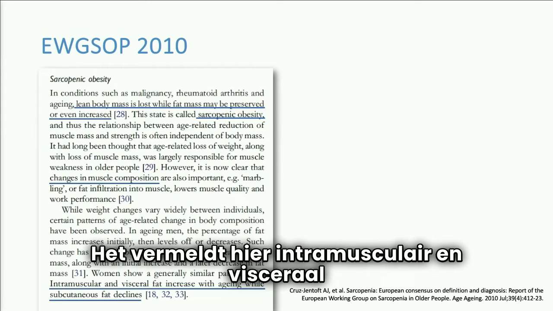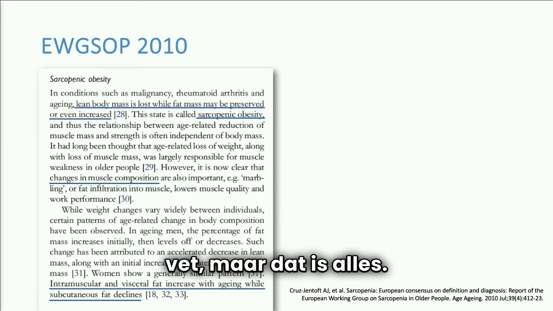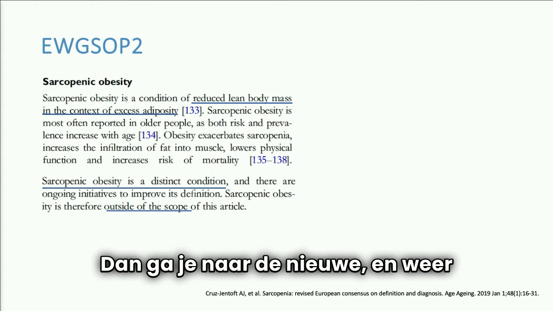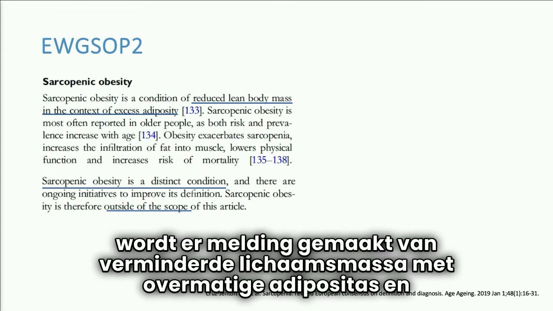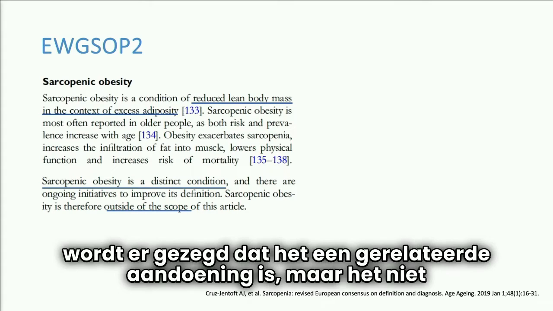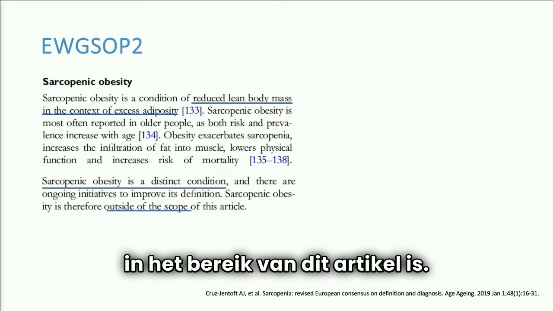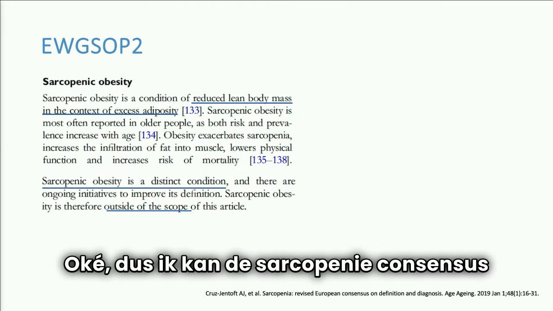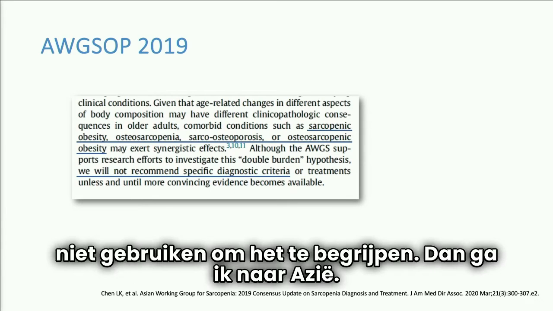It mentions here intramuscular and visceral fat, but that's all. It mentions it exists, nothing else. Then you go to the new one, and again, it mentions reduced body mass with excess adiposity, and it says it's a distinct condition, but it's not in the scope of this article. Okay, so I can't use the sarcopenia consensus to understand that.